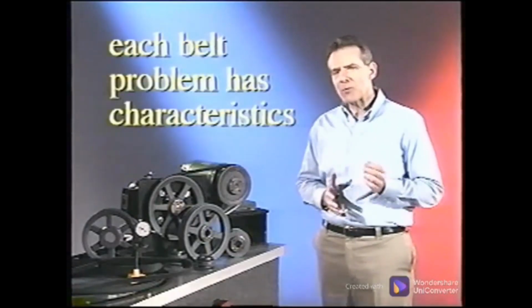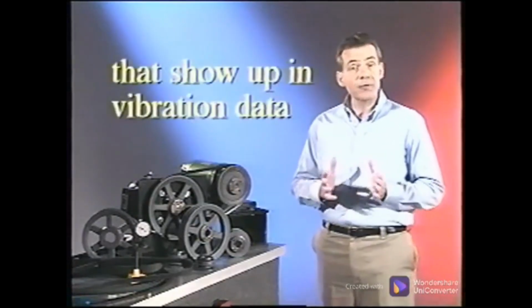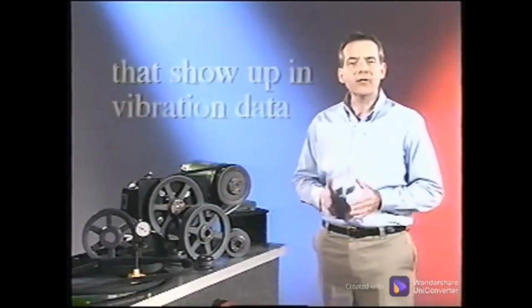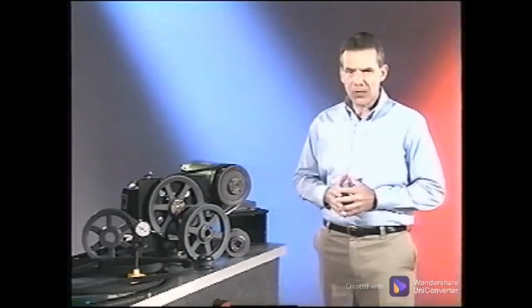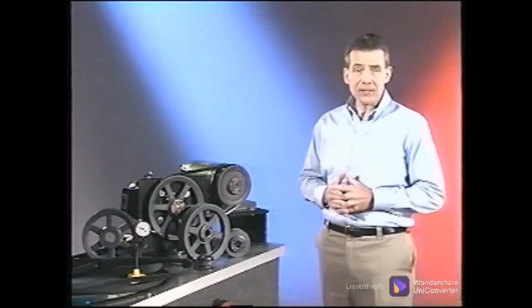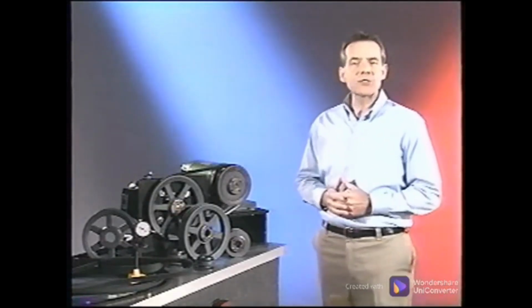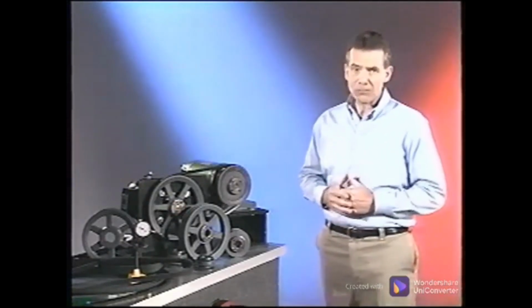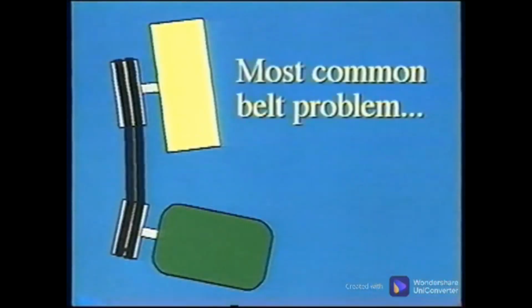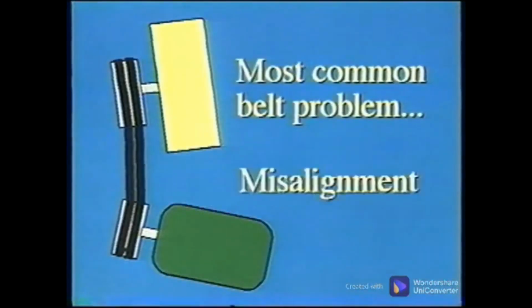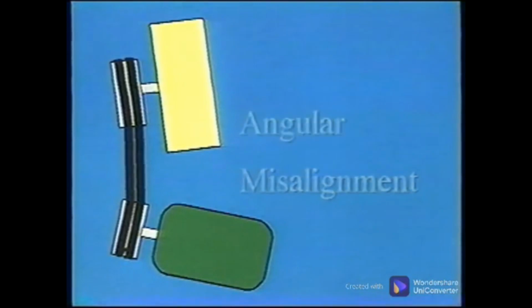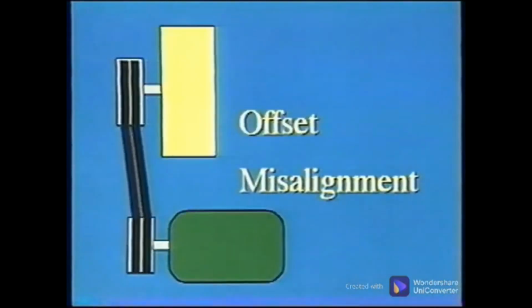Each belt problem has particular characteristics that will show up in vibration data. Here, we will look at many common problems and how you can recognize them in vibration data. Another section on belt installation shows how to correct these problems. The most common belt-related problem is a misalignment condition. The sheaves can have angular misalignment, offset misalignment, or any combination.